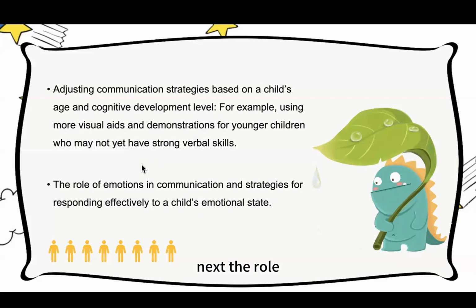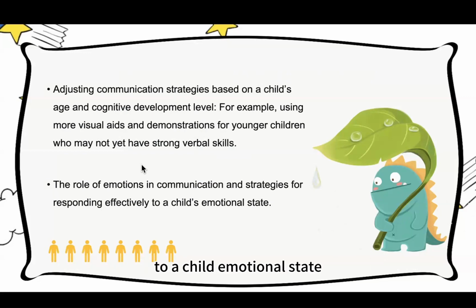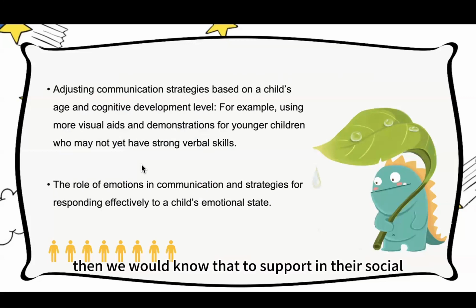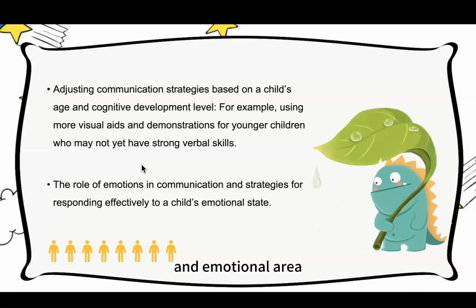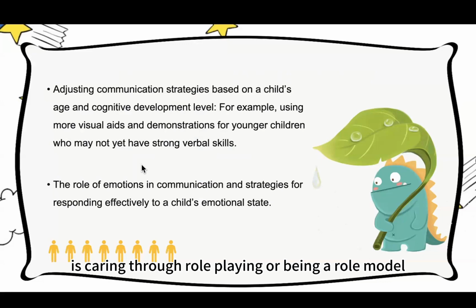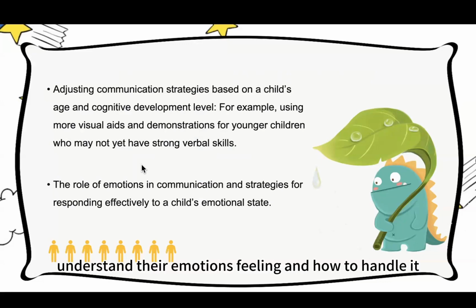Next, the role of emotions in communication and strategies for responding effectively to a child's emotional state. For example, in the pre-operational stage, children are more likely to be egocentric. Then we would know to support their social and emotional area, to develop a better understanding of turn-taking and sharing is caring through role-playing or being a role model, as well as helping them understand their emotions, feelings, and how to handle them.